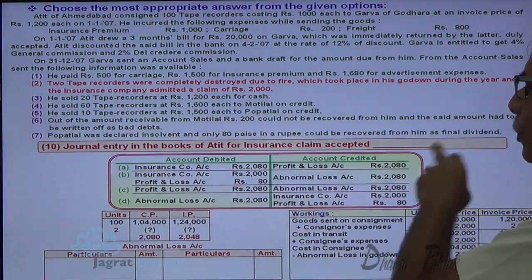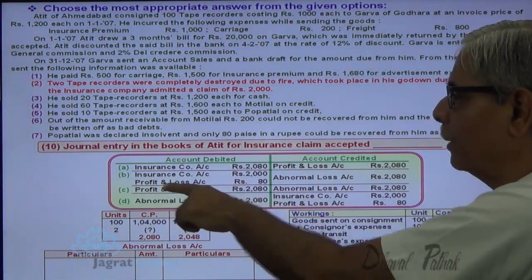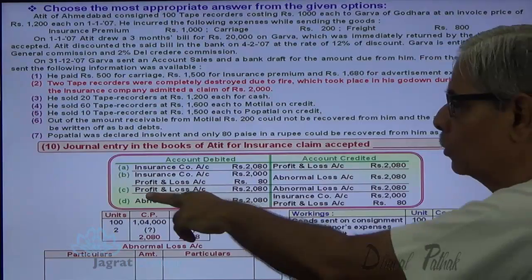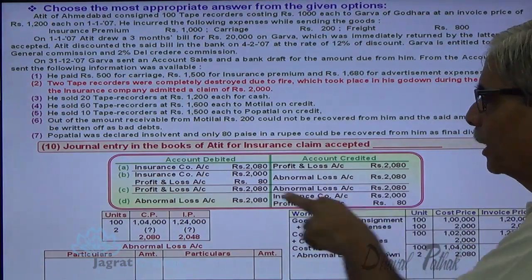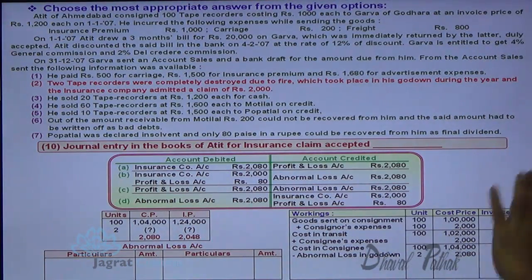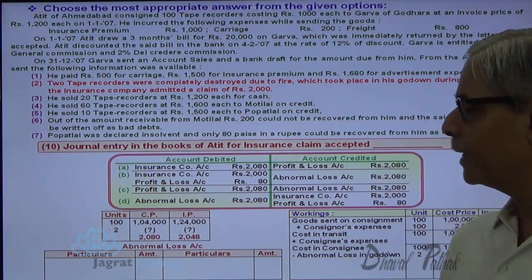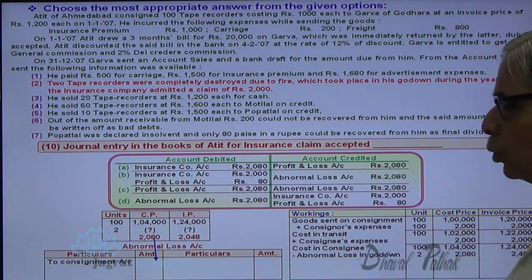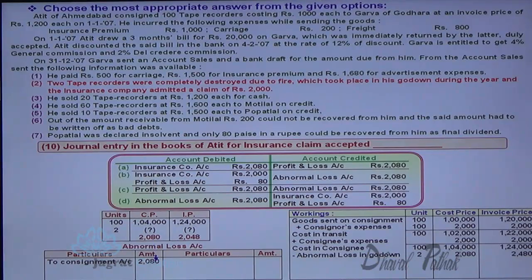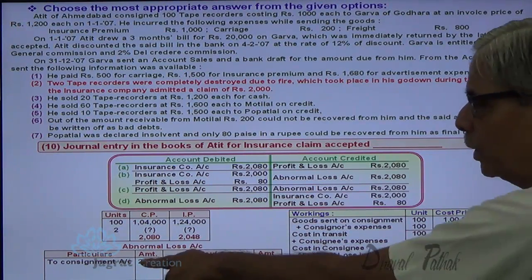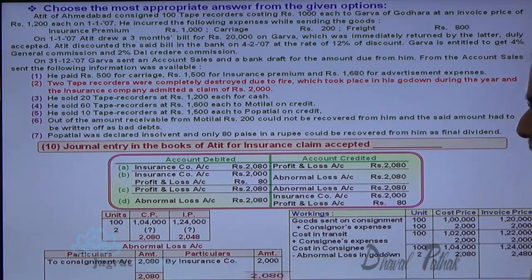Insurance company account debit to profit and loss account credit. Insurance company account debit, profit and loss account debit to abnormal loss account. Profit and loss account debit to abnormal loss account. These are the various options given to you. Now we have already debited the abnormal loss account with 2080. The insurance claim to be received against this loss is 2000. So 2080 minus 2000, net loss 80, will be debited to profit and loss account.